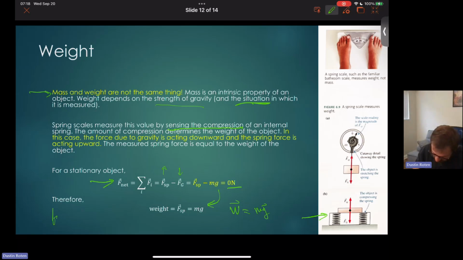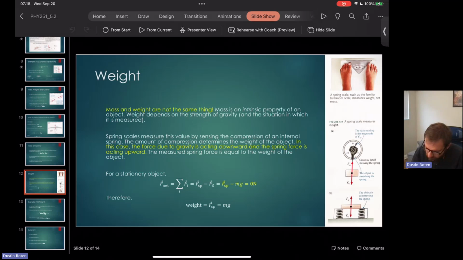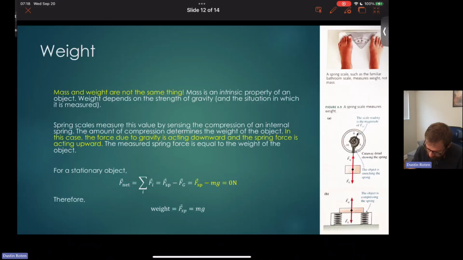So the idea here is force from gravity is your weight.